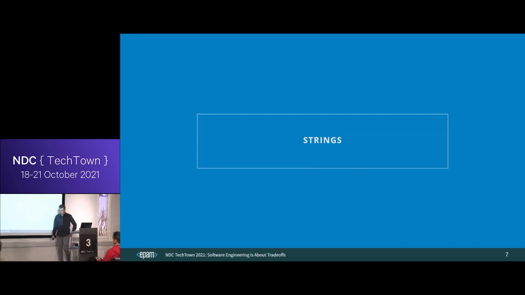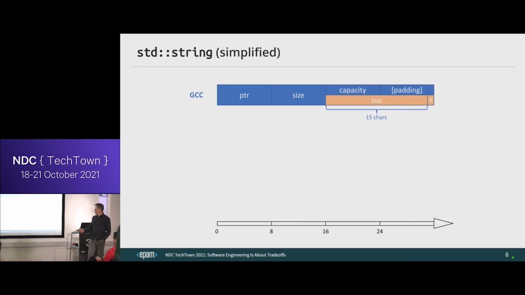We are going to talk about strings. As you may be aware of, we have different implementations of strings in the standard libraries. The implementation in GCC looks as follows. Basically, all the strings look the same. They have pointer, size, and capacity. But you're probably aware that there is some optimization being applied to a string design called small string optimization.